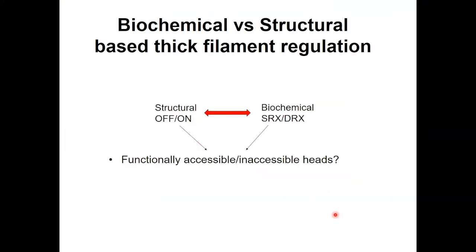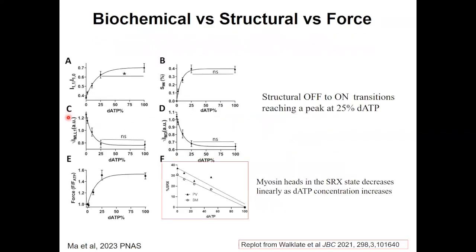So if those two things are not equivalent, not a one-to-one correspondence, then what is the functionally accessible head, or inaccessible head in this case? We look at this: this is the force, and deoxy ATP can increase force production. This is the first increase in this kind of one-exponential curve. We look at the structural change, and it all looks like a one-exponential curve. But this is the replot from Johnny Walklet's JBC paper, showing that the exothermic state muscle head is kind of linearly related to the deoxy ATP concentration.